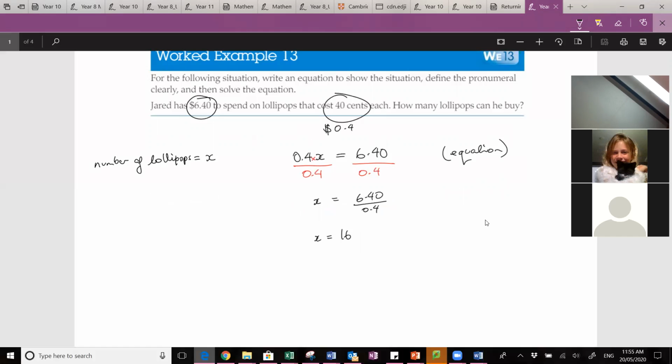So now, if we were just solving an equation, that'd be a great place to leave it. However, we are solving a wordy question, so we must give a wordy answer. So what have we found there? What's the X that we've found? You can buy 16 lollipops. Yeah, it's the number of lollipops. So therefore, Jared can buy 16 lollipops for $6.40. There we go. So remember, wordy question, wordy solution. Okay, so if we get that stuck in our head, we'll get good at that as we go.